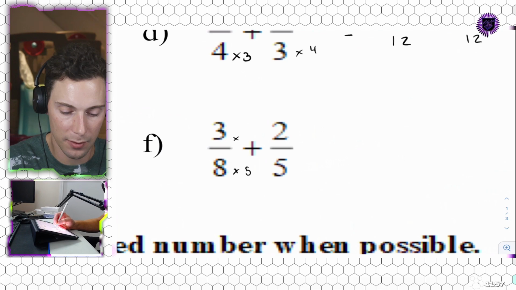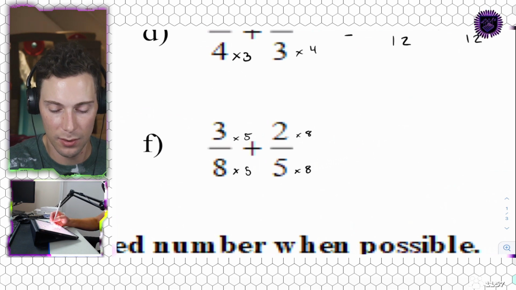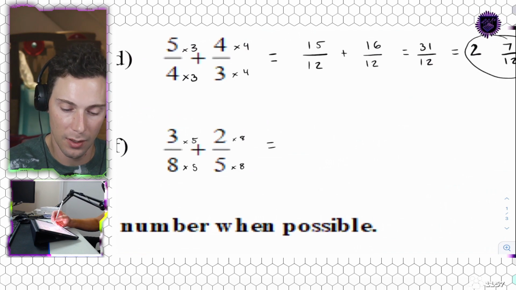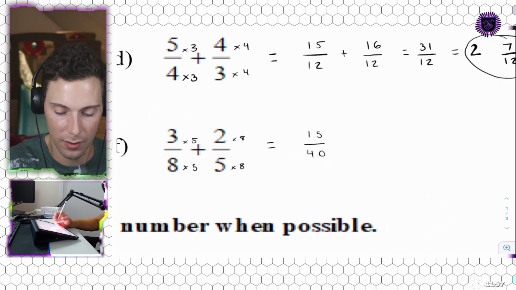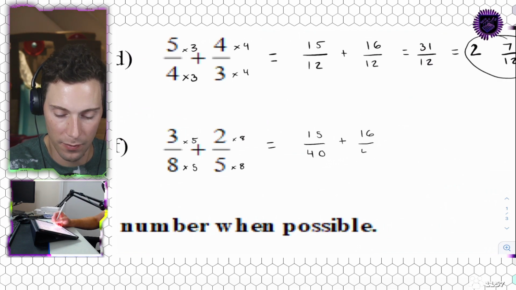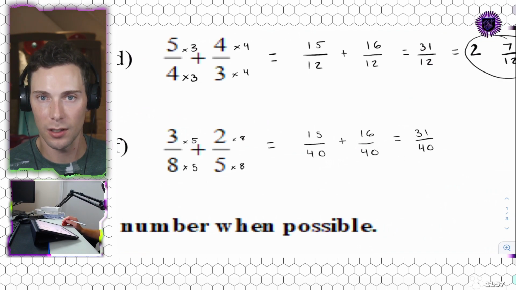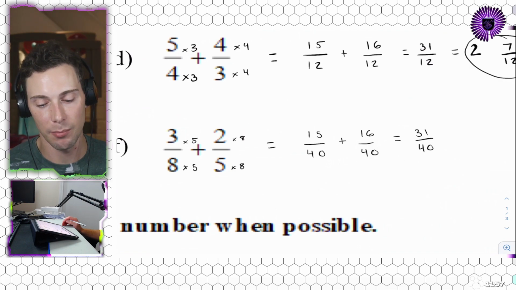5 times 5, 8 times 8. This is going to equal our equivalent fraction addition sentence of 15/40ths plus 16/40ths, which is going to equal 31/40ths. 31 and 40, do they have a common factor greater than 1? They do not. That's as simplified as it gets.